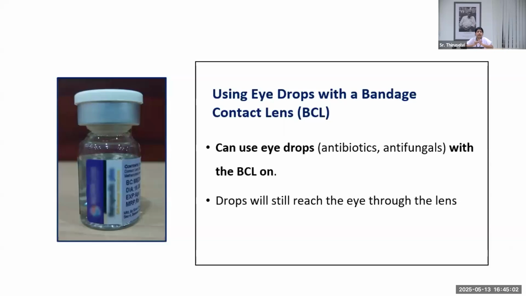Using eye drops with a bandage contact lens, BCL. These lenses are designed for corneal ulcer patients. You can use eye drops, antibiotic or antifungal, with the bandage contact lens on. Drops will still reach the eye through the lens.